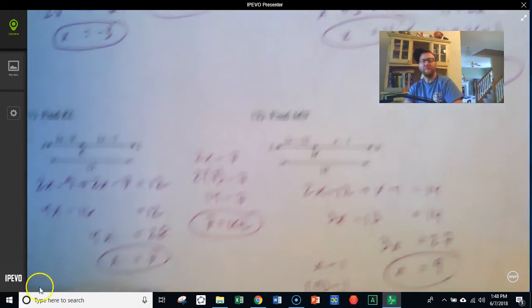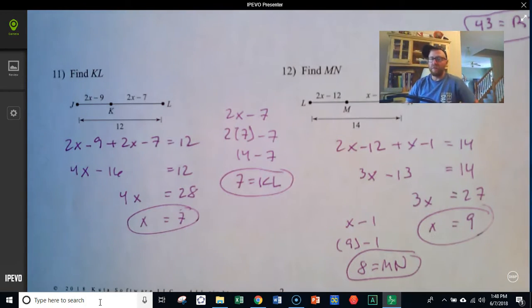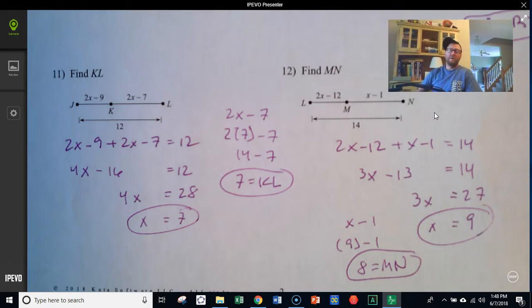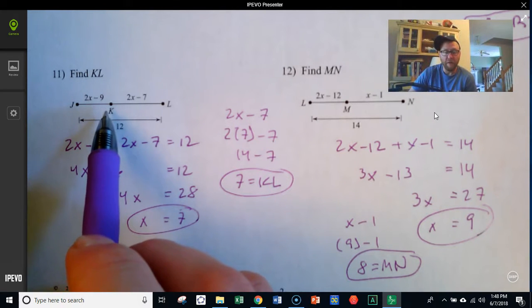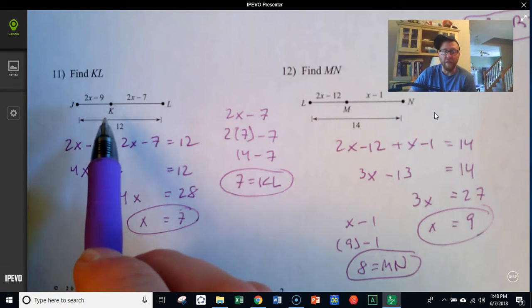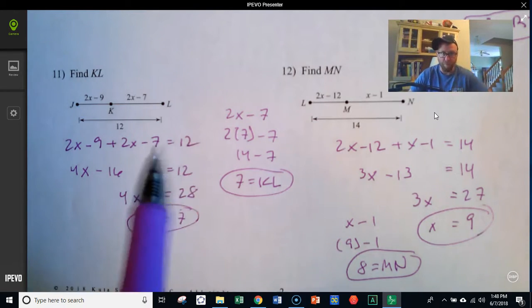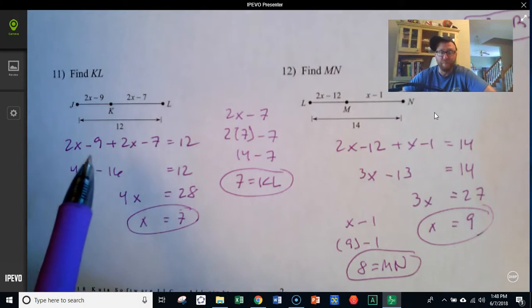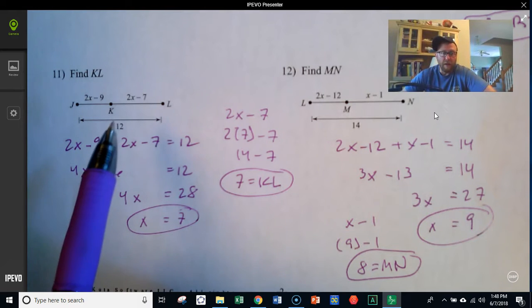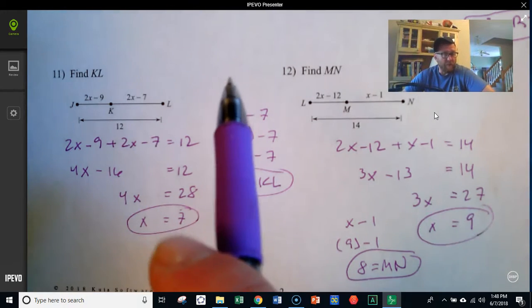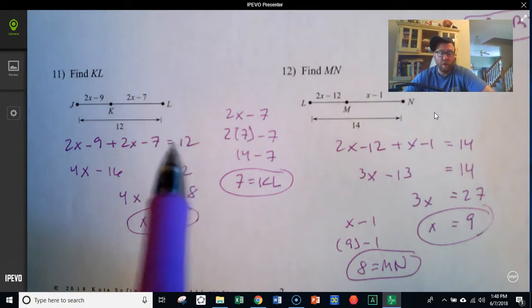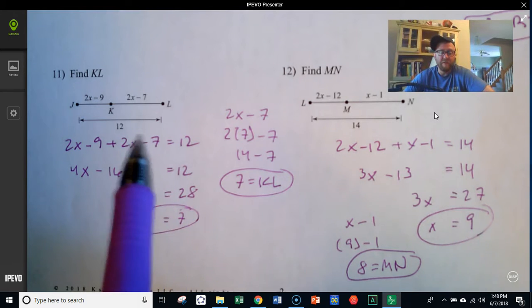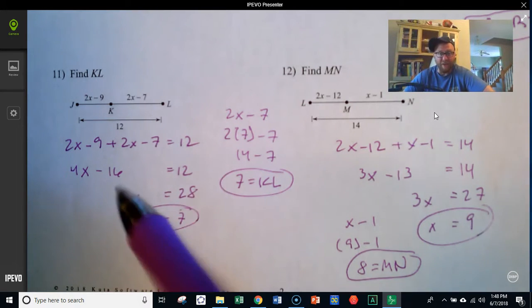So again, when you're working with segment addition, it just says that if you cut a segment, there's a point here that cuts a segment into two pieces, the lengths of the two pieces add up to the length of the whole. You set up an equation that basically says that algebraically, and then you solve the equation. In this case, the only thing that's different is we've had to go back and substitute our value for x into one of the expressions to find out what the actual length was.